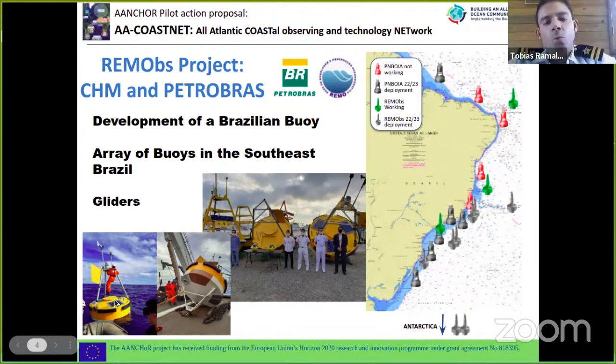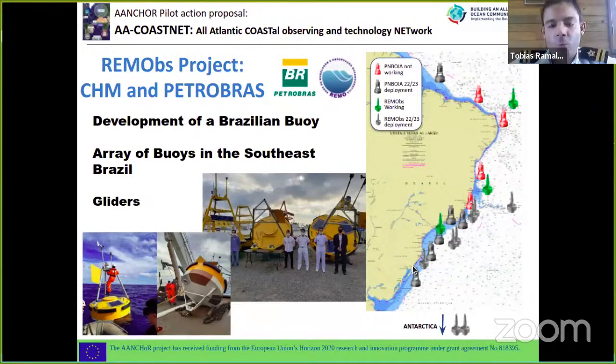We developed the hull and the electronics here in Brazil together with some universities like UFRJ, some companies like Moacyr Ocean and others. And with this buoy, we also want to deploy some buoys along the Brazilian coast.